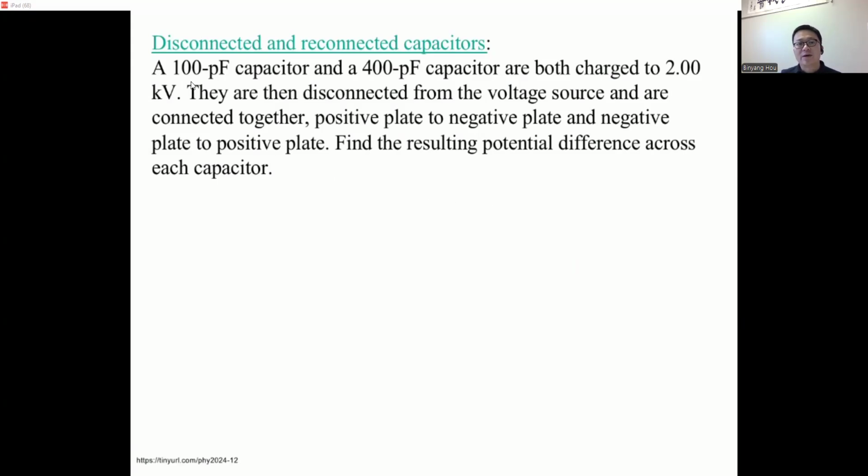So this one says you have a 100 picofarad capacitor and a 400 picofarad capacitor are both charged to 2.00 kilovolts. They are then disconnected from the voltage source and are connected together. In this case, just positive plate to the negative plate and negative plate to positive plate. Find the resulting potential across each capacitor. Okay. So they are both charged to the same voltage. That means they are in parallel initially. Okay, so we can take a look at this one here.